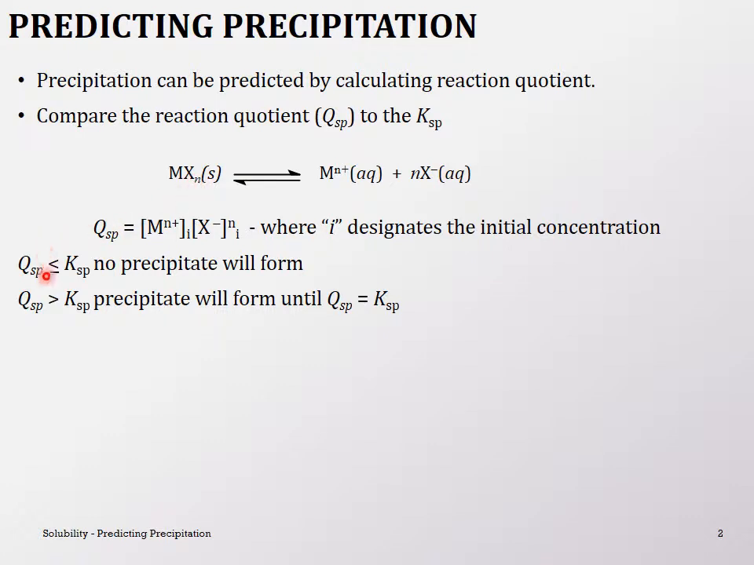So if QSP is less than KSP, then no precipitate will form, which makes sense because it means you can have more ions in there. When QSP is greater than KSP, then precipitate will form. Makes sense because it means you have a lot more ions in there. Then QSP is equal to KSP. It means you have equilibrium, and at that point, you also have precipitation going on. Precipitation again meaning that you're forming solid. It also means that your equilibrium is now in the reverse phase.